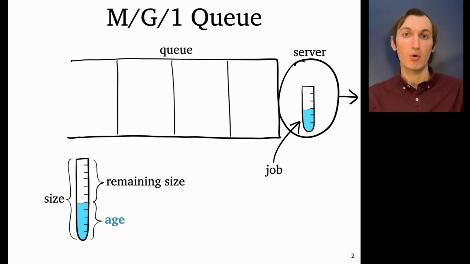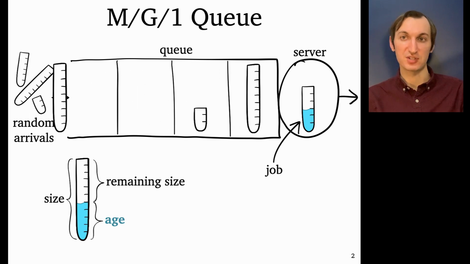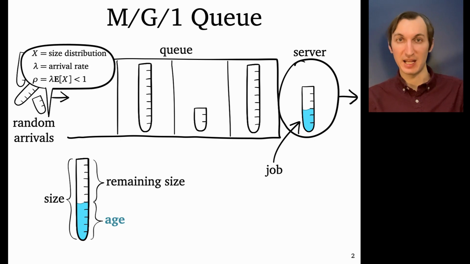So we've got jobs randomly arriving over time, specifically at random times and also with random sizes. We've got a job size distribution, X, from which each job size is independently drawn. We have Poisson arrivals at rate lambda, and this gives the system a load, rho equals lambda times E[X]. This is the long run fraction of time the server is busy, and it should be less than 1 so that the system is stable.